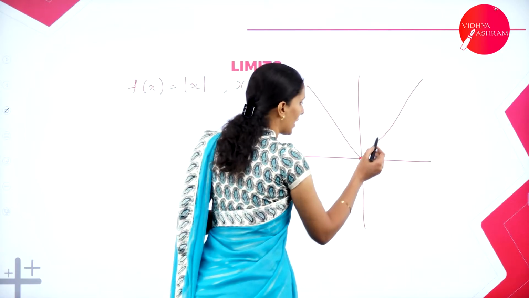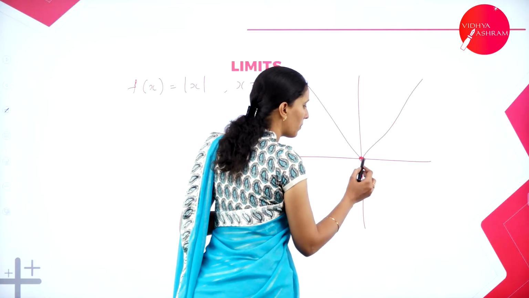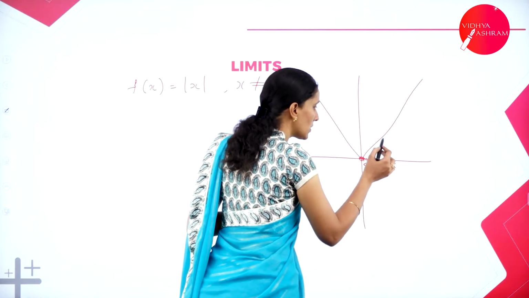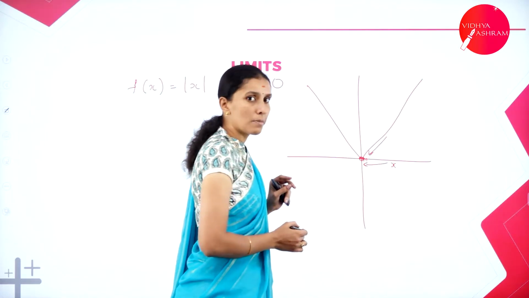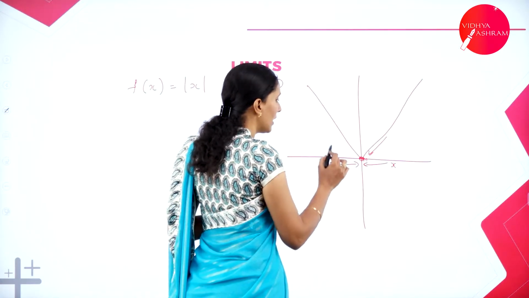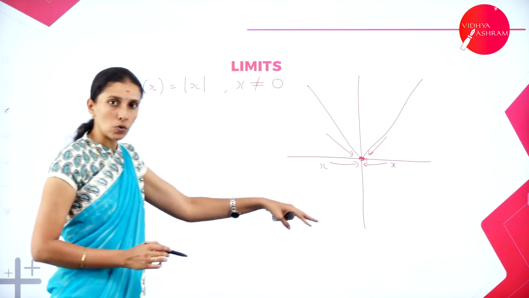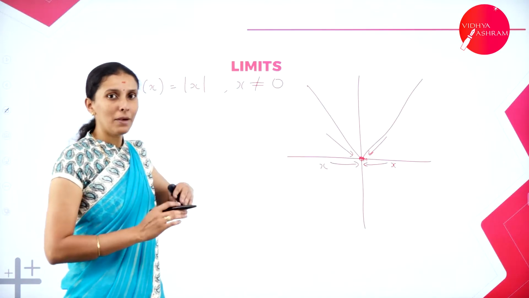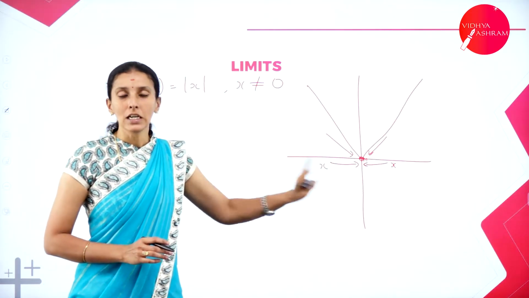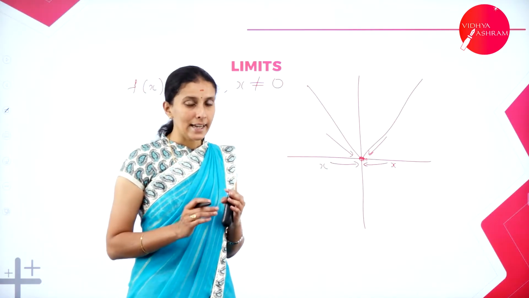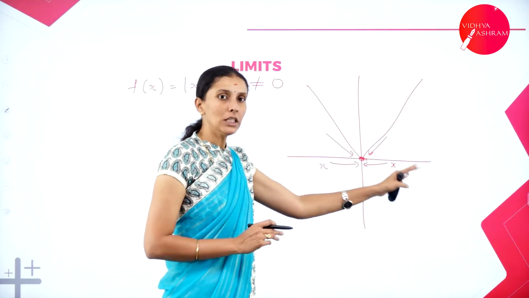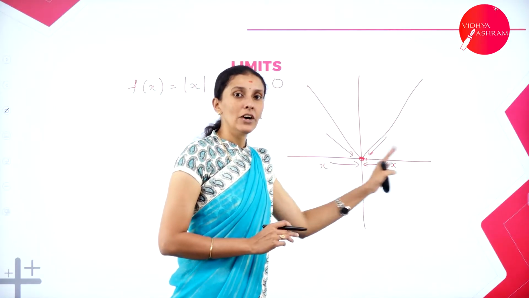Now, if I take a point like 0.1, 0.001, 0.5 like this, as x comes near to 0, the value of the function also comes near to 0, and as x comes near to 0 from the left side, here also the value of the function is almost close to 0. So therefore, here also the limit of the function exists where the functional value is same as the limiting value. And as I said, note that we have essentially two ways of approaching 0. One is from the left side and another from the right side.